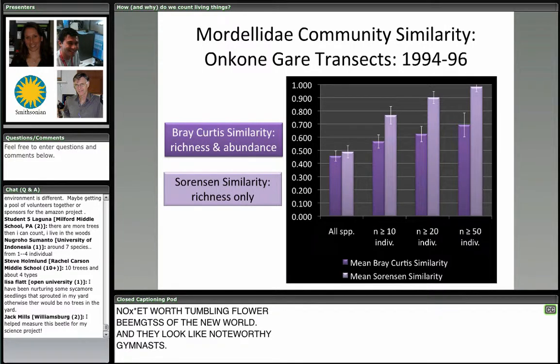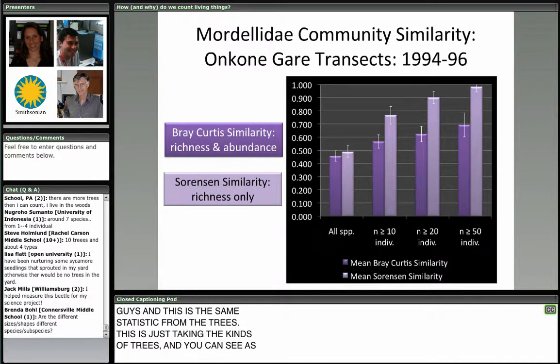Okay, and so I did some statistics on these guys, and this is the same statistic from the trees. This is just taking the kinds of beetles, and you can see that as you look at just the common beetles, the ones where we found at least 50 individuals, the transects are almost the same as each other. So that means that the beetles that are common not just locally in one sheet, they're common across both transects. But we also have many beetles that are rare, and we only found 1 or 2 individuals.